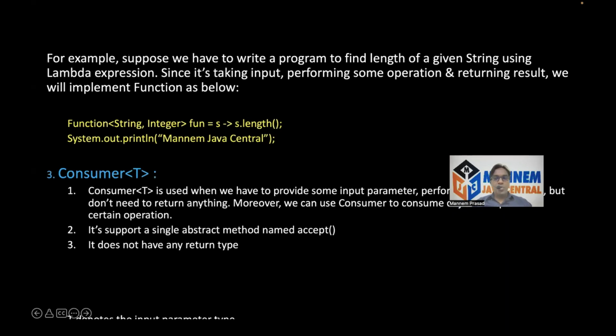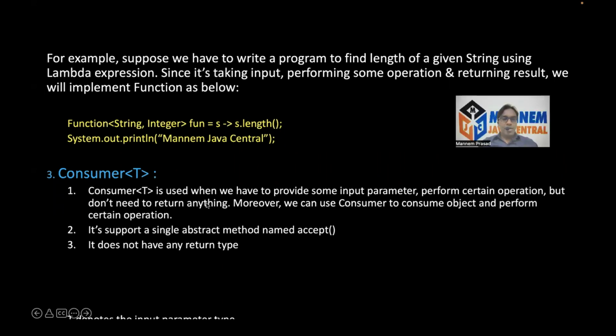Next one is consumer. See, this consumer is used when we have to provide some input parameter and perform a certain operation, but don't need to return anything. So it is taking one input parameter and it will do some operation and it will not return any value. Moreover, we can use consumer to consume an object and perform a certain operation. It supports a method except it does not have any return type. See the signature. Consumer is a functional interface and it has an accept method which is taking an input value.